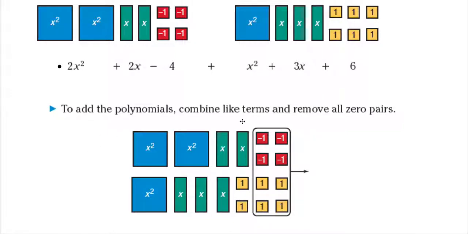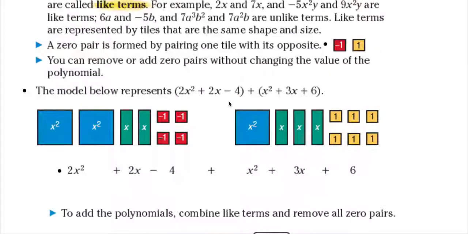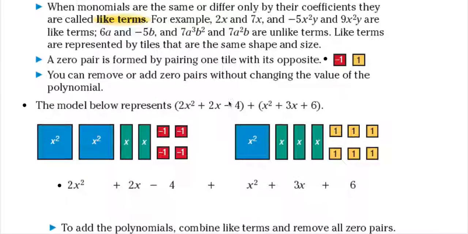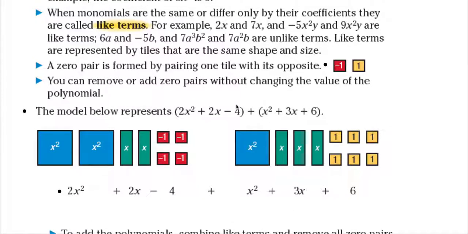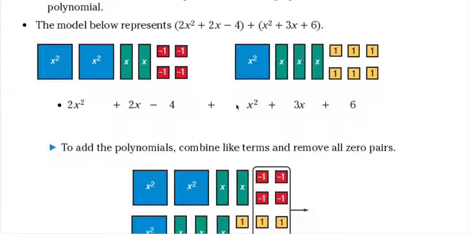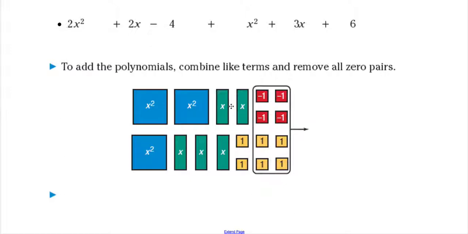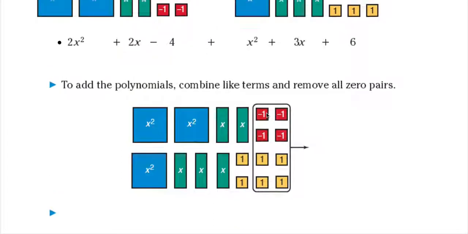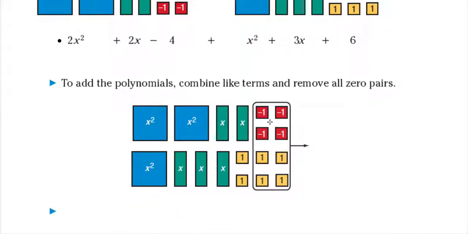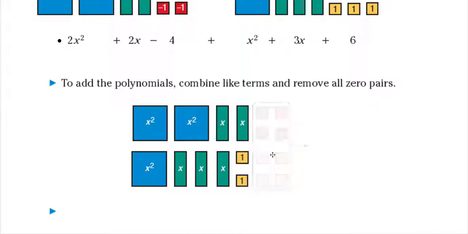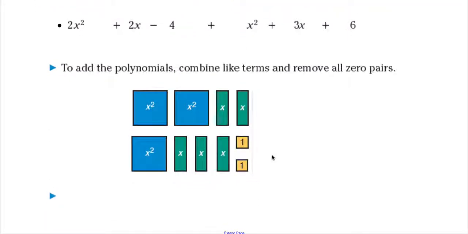To add polynomials, combine like terms and remove all zero pairs. So in this case, how did we define our like terms? We define our like terms as terms in the tiles that are the same. So in this case we combine all the x squared tiles, we combine all the x tiles, the unit tiles and the negative 1 tiles. Now if you notice, the 4 negative ones and the 4 positive ones have been circled because they are zero pairs, which means we can actually take this away and not change the value of our polynomial.